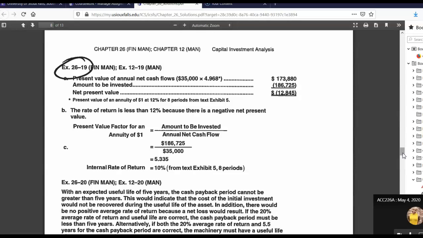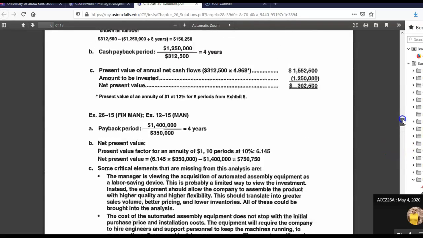Perfect. Okay, so first in part A, we have to calculate the present value. Can anybody tell me why we can use the annuity table in Exhibit 5? Why can we use that one versus going to the present value of $1 and calculating it every time? In part A here, all we have to do is just do it one time. We only have to do it one time compared to, I'll show you up here.